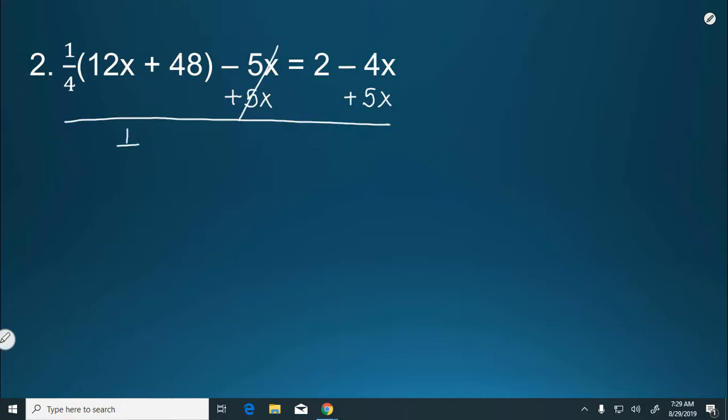So I'm left with 1/4 of 12x plus 48 equals 2 minus 1x now, or just x, because positive 5 minus 4 is positive 1, not negative 1, so it should be plus x. And that is the addition property of equality that I used there.